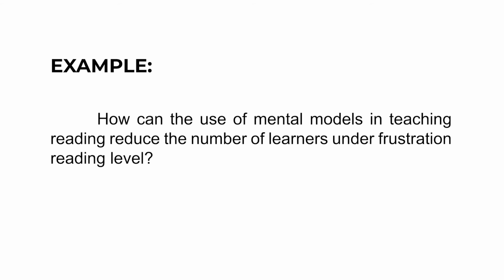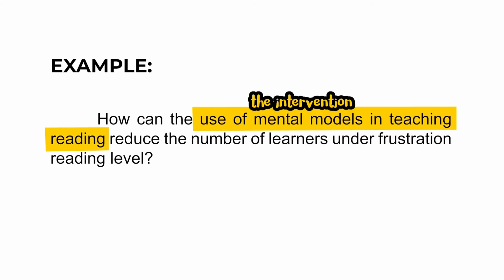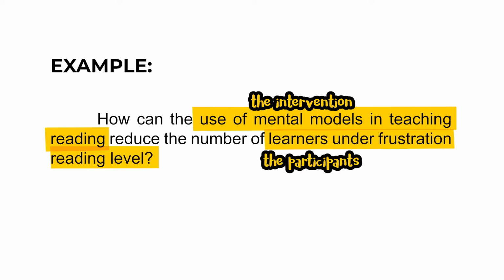What is the intervention? Use of mental models in teaching reading. Who are the participants? Learners under frustration level. What is the desired outcome? To reduce the number of learners under frustration reading level. If your action research question is complete with these basic elements, finding answers to it is clear. The alignment of the succeeding parts of the proposal will be easy. Action research proposal preparation must start with a clear action research question anchored on the identified problem articulated in the context and rationale part.